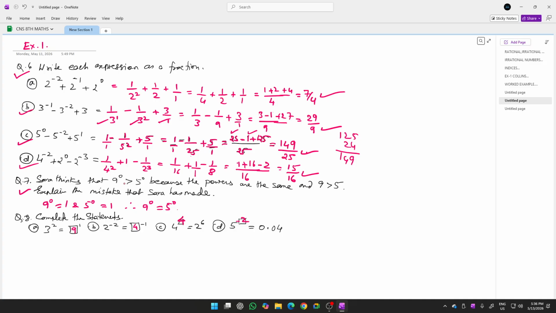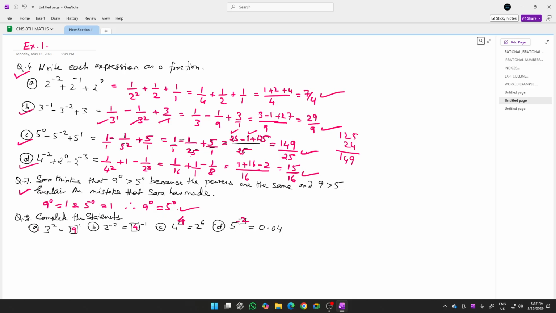So first of all, let us rectify our mistake. 9 raised to 0 will be equal to 1 because anything raised to 0 is 1. And 5 raised to 0 will also be equal to 1 because anything raised to 0 is 1. So ultimately your left hand side and right hand side both will be equal. Both will be 1. So you can write this way, 9 raised to 0 is equal to 5 raised to 0. Okay, because both will work out to 1. So basically 9 raised to 0 will be equal to 5 raised to 0, not greater than. So this is the mistake, which I have rectified. So it will not be greater than, it will be equal to.